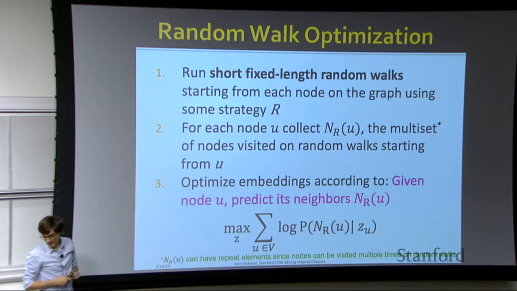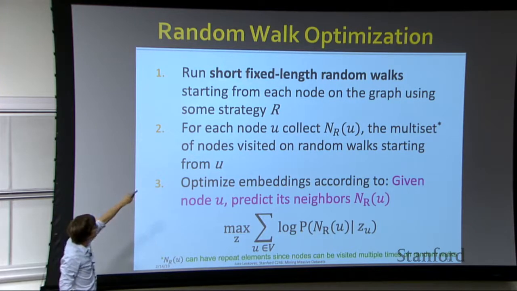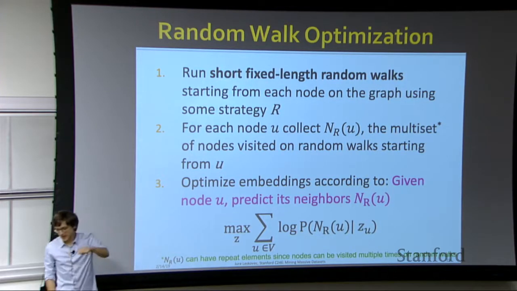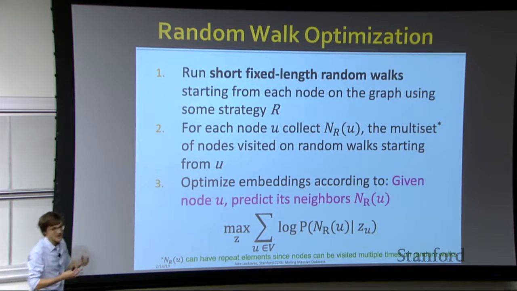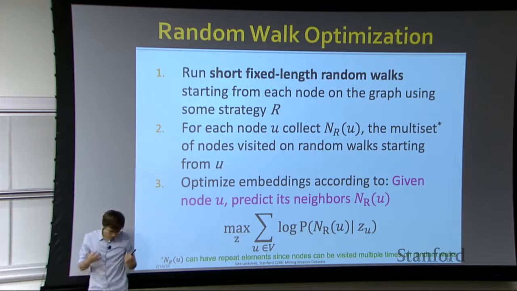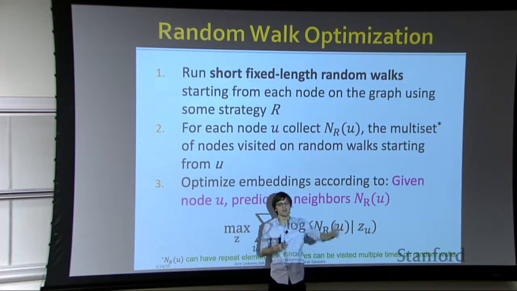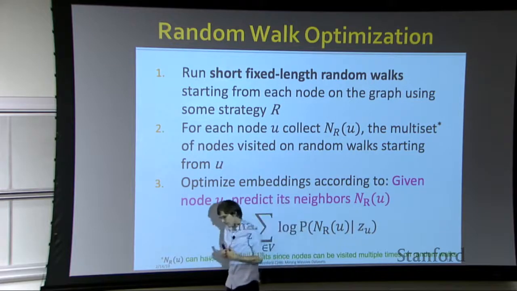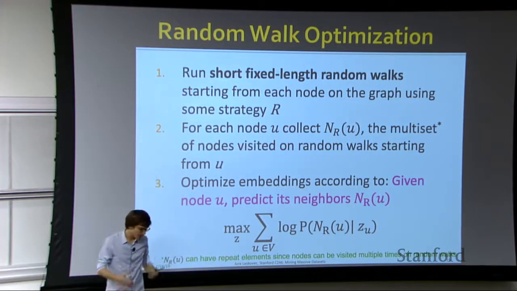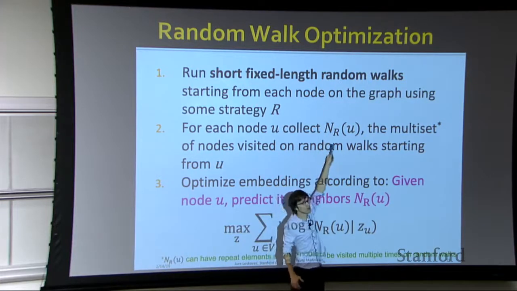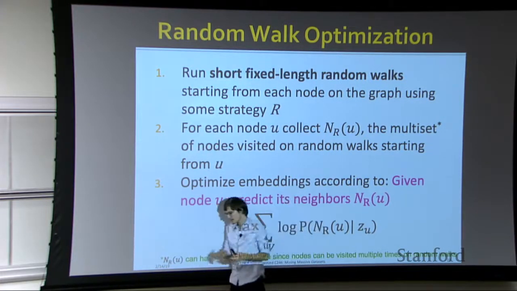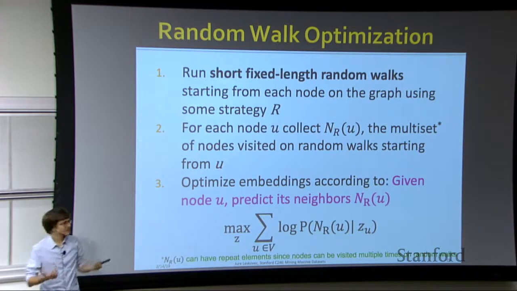Here is how the original paper, called DeepWalk, proposes to do this. They say, take a starting node U and run short fixed-length random walks from the starting node in the graph, some random walk strategy R. The idea would be I pick a node U and run 100 random walks of 7 steps from this node. I record the identities of the nodes I visit in these 7 steps. If I repeat this process 100 times, it gives me 100 different neighborhood sets N for that starting node U. And I can generate, let's say, 100 for each node.